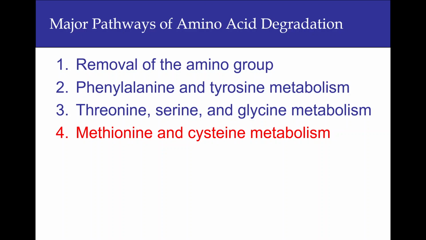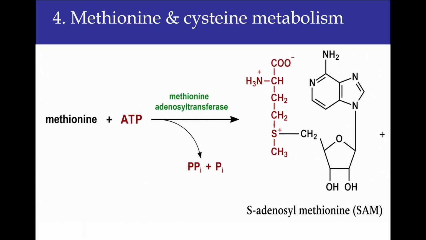Okay, so we're done with threonine, serine, and glycine. Next, we have methionine and cysteine. This is a slightly more complicated pathway. We will come back to it in more detail, but for now, let us have an overview of it.